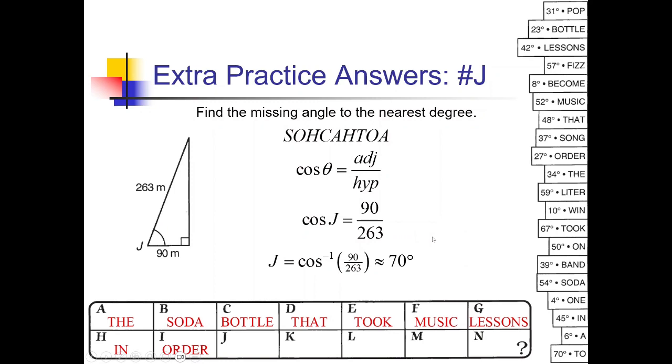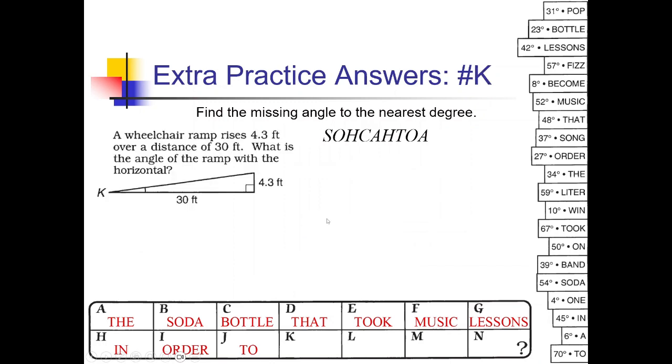70 degrees is going to be corresponding with a 2 all the way down here, so TO for J. The next few problems are kind of word problems. You could just solve these by looking at the diagram and finding the angle that they want, but let's read the backstory here. So we have a wheelchair ramp rising 4.3 feet over a distance of 30 feet. We want to know the angle of the ramp with the horizontal.